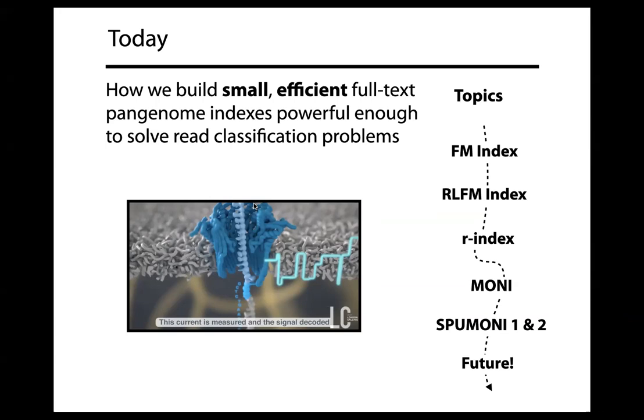How can we build small, efficient, full-text pan-genome indexes that are powerful enough to solve, for example, read classification problems? You know, a read is coming off of a nanopore sequencer. How do we quickly decide whether this is a read we're interested in or not?